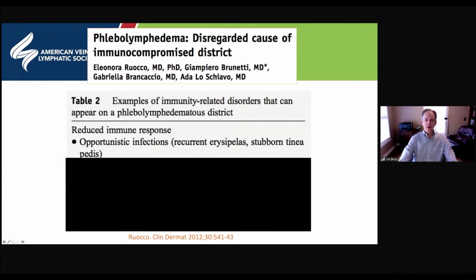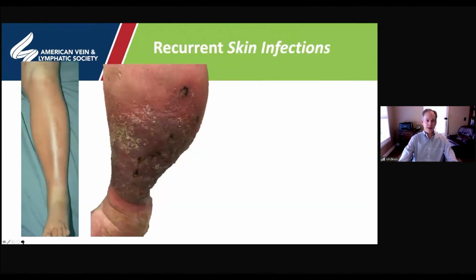and read it. And here are some examples of immunity-related disorders that can appear on a Phlebolymphedema district. I think most of us would recognize the associated reduced immune response that predisposes one to opportunistic infections such as cellulitis. And so, of course, here's some classic examples of cellulitis in the setting of Phlebolymphedema.